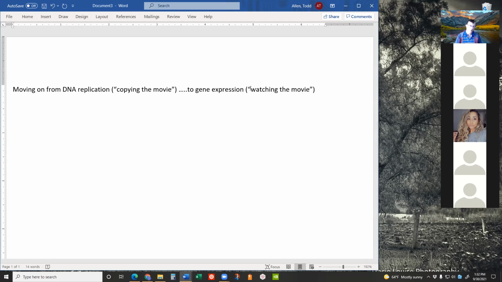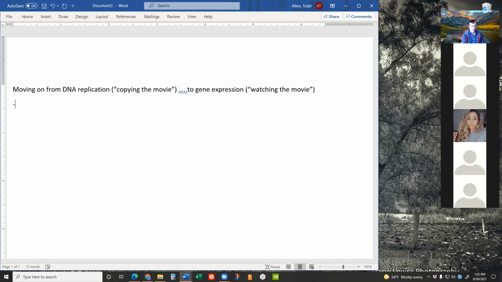To watch the movie, doesn't your DVD player, your Blu-ray player, I know for the super younger generations it's like, what is that? I just stream everything. But the Blu-ray player has to literally decode the information on the physical disc. That's watching the movie. That's gene expression. So we need to move to that.